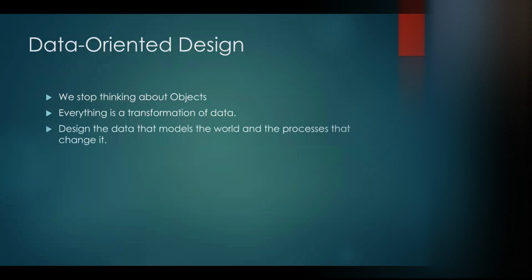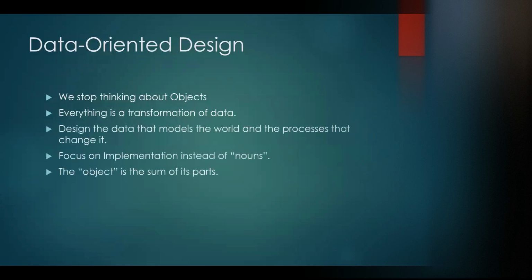This is what I just said: design the data that models the world and the processes that change it. We don't design around nouns anymore. We design around data. We focus on the implementation instead of the nouns. And the object that we used to have in our object-oriented approach doesn't really exist anymore, but we have all of its parts spread through systems that actually make sense for the CPU to process fast. So the object becomes just the sum of its parts. There's no soldier anywhere else, at least not for updating the positions. But if we put together all the pieces, then yeah, there's the object.